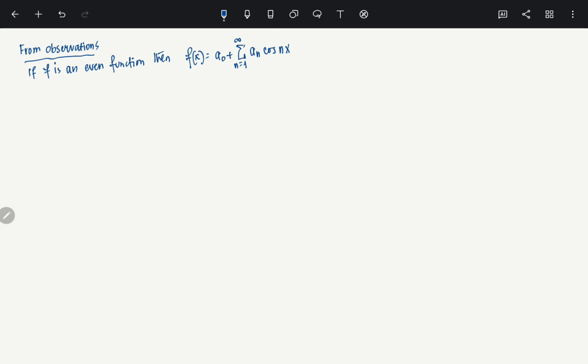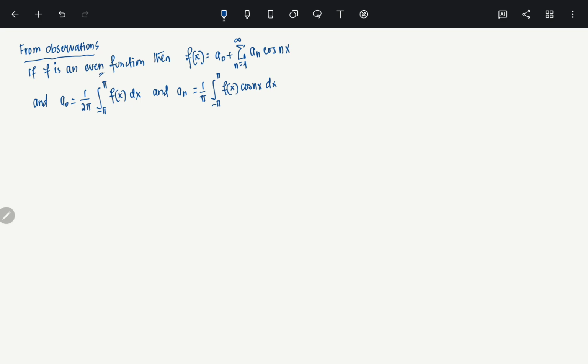I hope this is clear. If f is an even function, how will you remember? For even functions, essentially the Fourier series reduces to this cosine part, only the an part, because cosine is even. In that way you can remember, right? So only the an part. And where a naught is as usual 1 by 2 pi times the integral from minus pi to pi of f of x dx, and an is 1 by pi times the integral from minus pi to pi of f of x cosine nx dx.